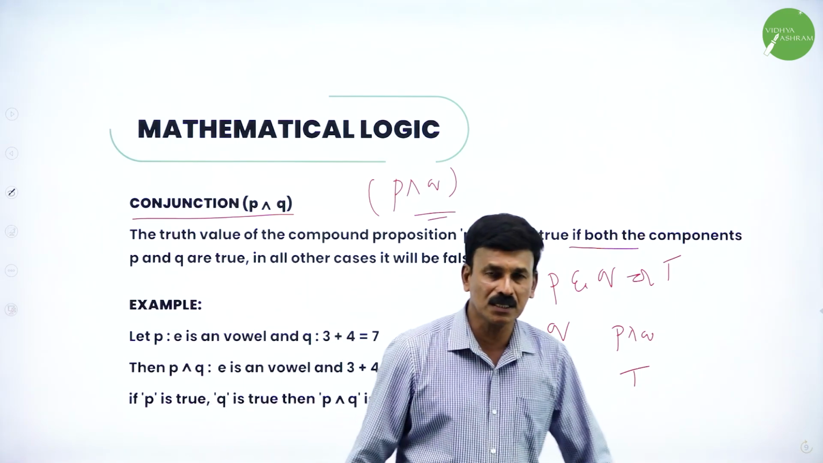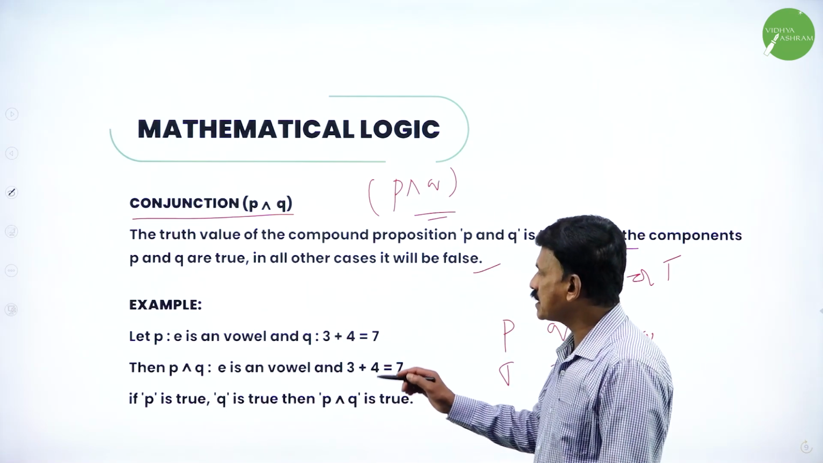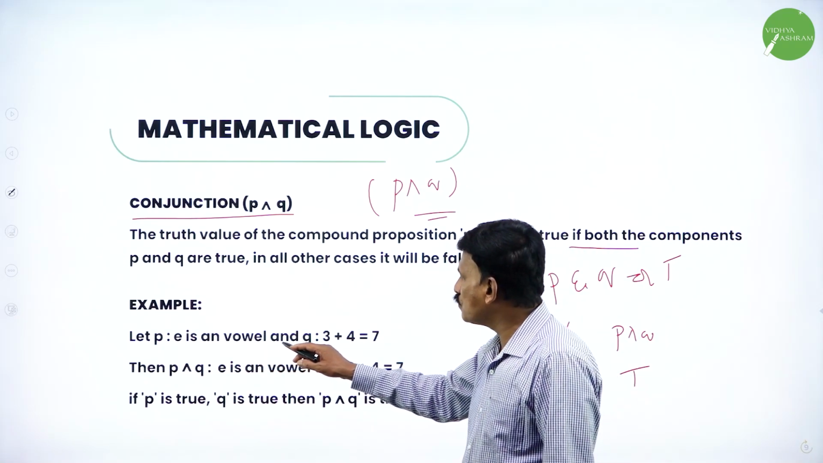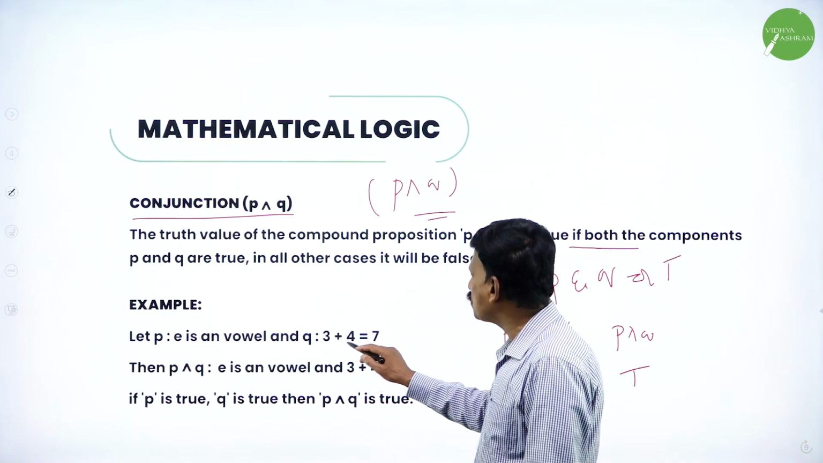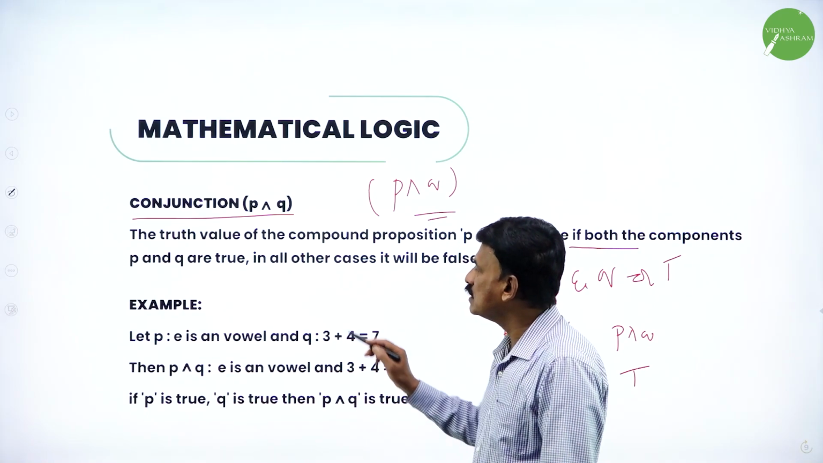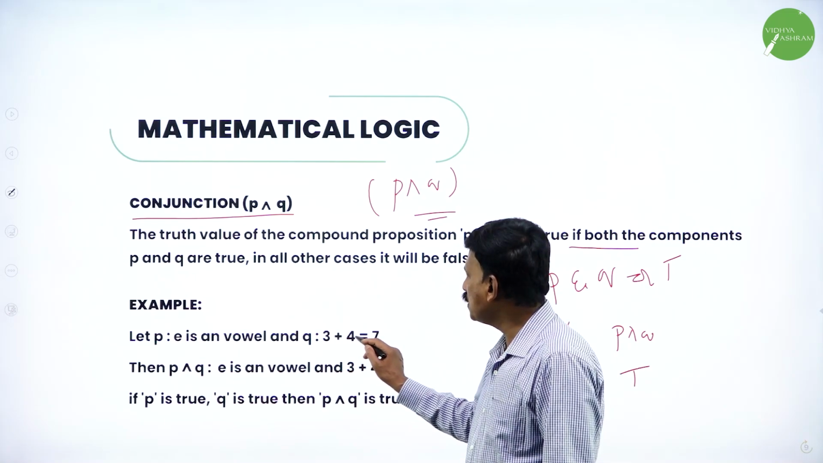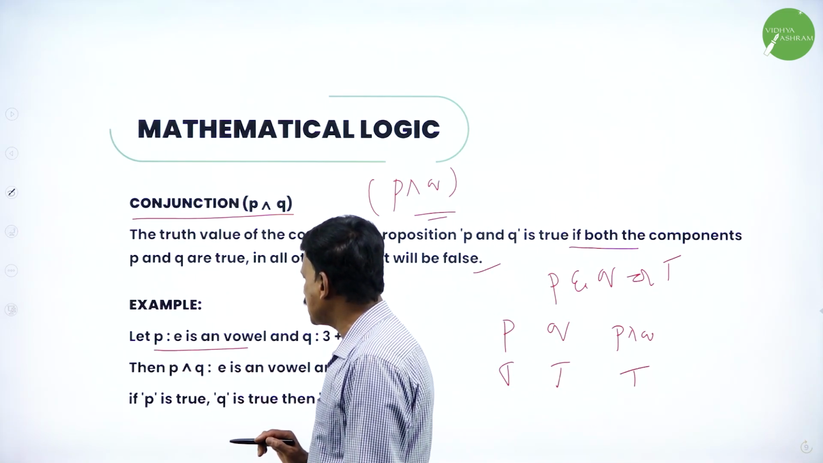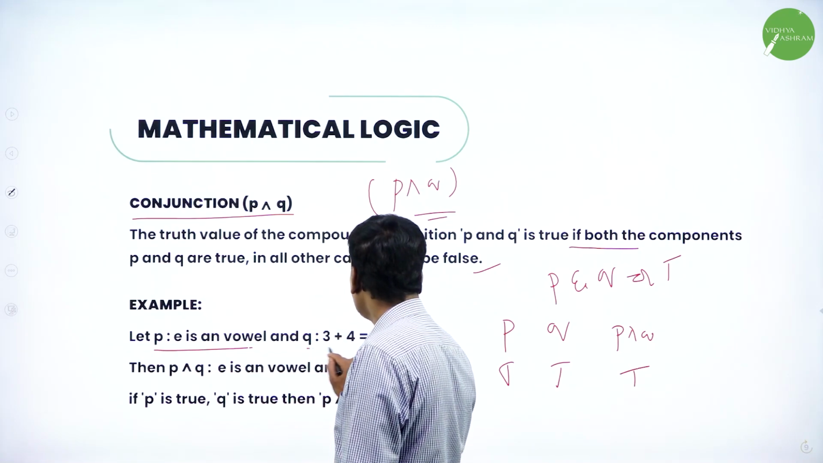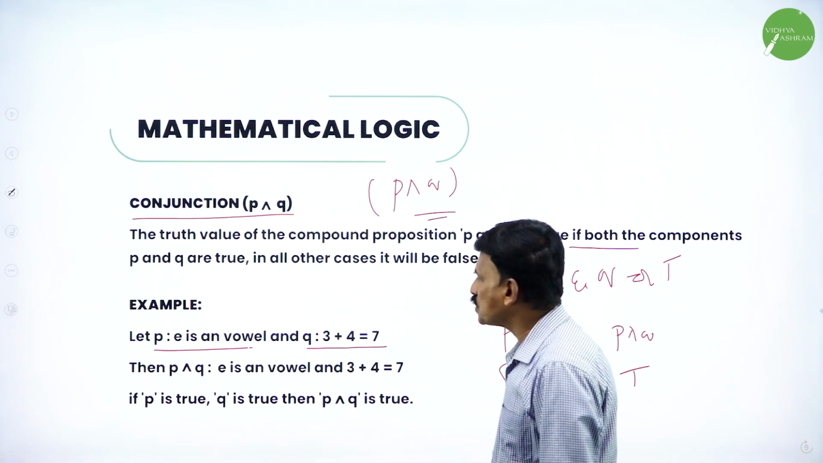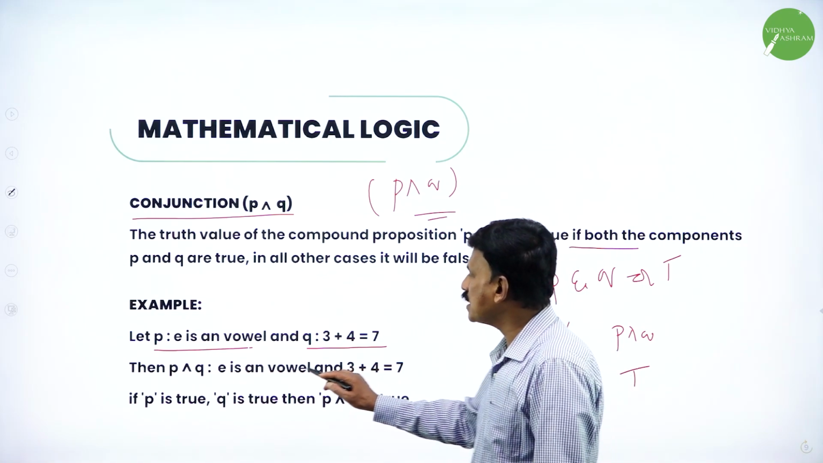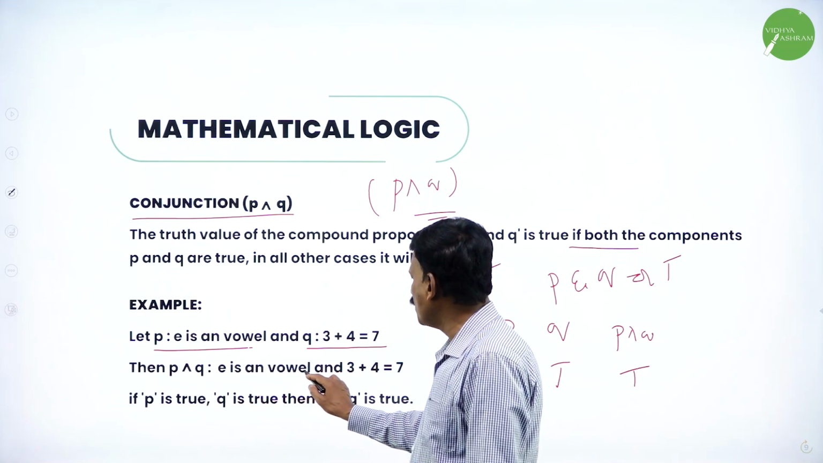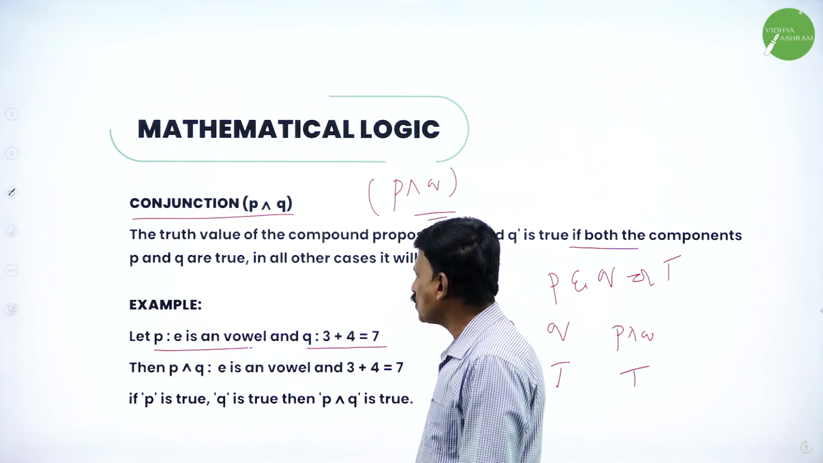Now let us consider a verbal example. Let us consider a statement. Let P be: E is a vowel, and Q be: 3 plus 4 is equal to 7. So here P is the statement E is a vowel, and Q is the statement 3 plus 4 is equal to 7. This is denoted as P ∧ Q: E is a vowel and 3 plus 4 is equal to 7.